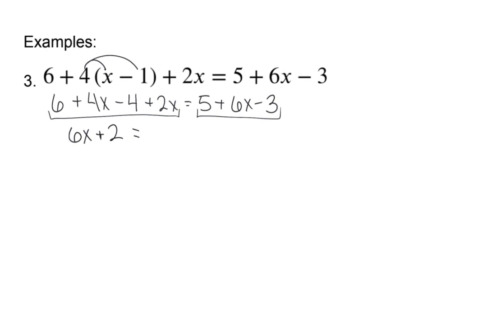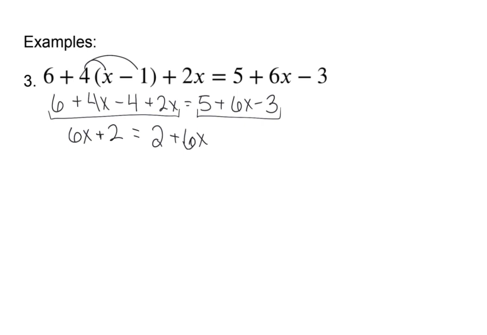Let's look at the other side. Things we could put together. Well, this 5 doesn't have an x, and -3 does not have an x. So those are things we could put together. 5 minus 3 is 2, and then plus 6x. Now, I don't think I can put anything else together because this side I've got an x and a constant. Here I've got a constant and a variable, so those aren't like terms. We can't put them together.